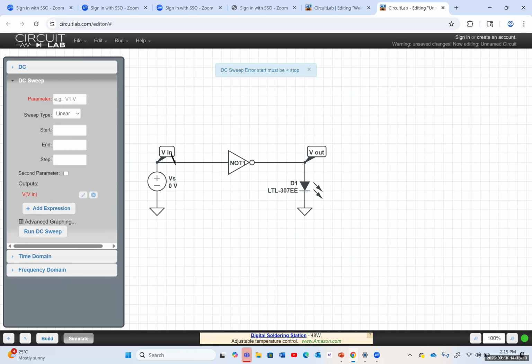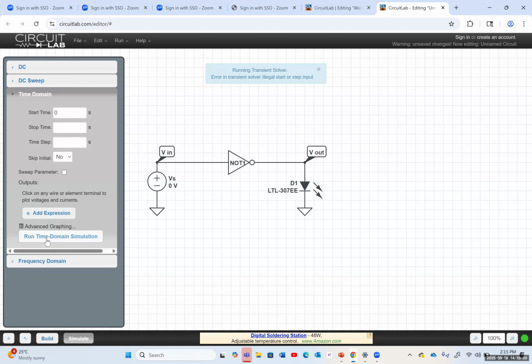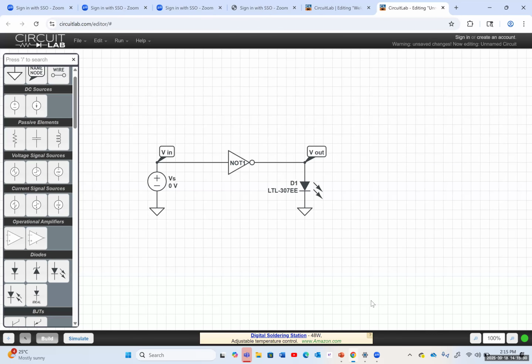And when you click on these, you can see all the outputs that you're going to have in the system. You can also run the time domain for these as well. But the only thing that you need is to run the DC solver. And then you can measure the output. So if you click on this, you can see the output is 3.26 volts and the input was 0 volts. So you have 0 volts in the input, you have 3.26 volts in the output. So you can see that this works as a NOT gate.